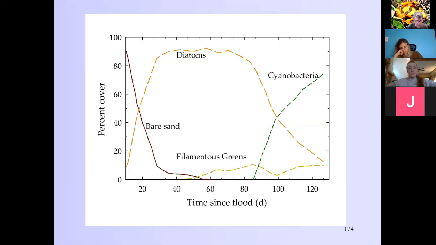And this is a severe flood comes in, and you have almost 90% cover by just bare sand and 10% covered by diatoms right after the flood. But then as it calms down, the diatoms really take off and bloom. And slowly, though, they go down, and other things that are better competitors under more stable conditions take over. Eventually, the cyanobacteria take over. So this is just a contrast, the kind of thing you might see.